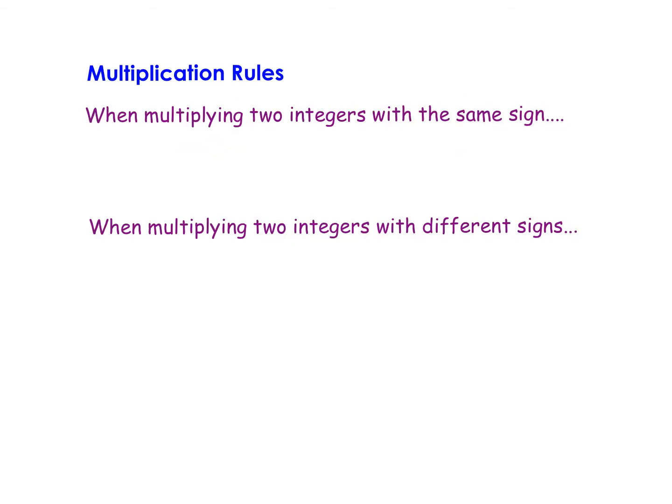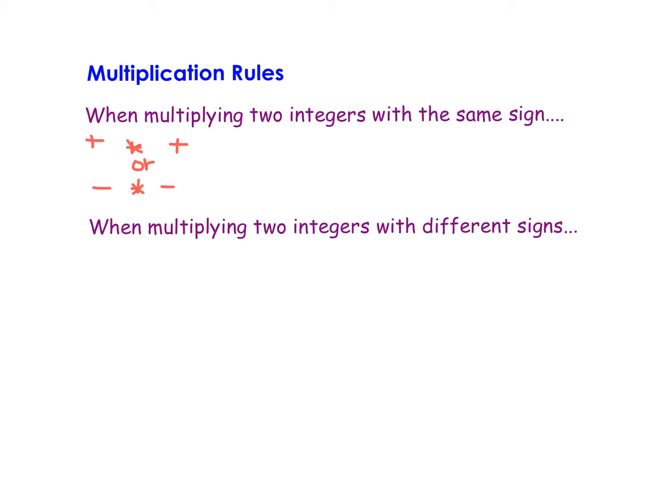So once we understand multiplication at a basic level, we now need to talk about the two rules that help us to determine if our multiplication problem is going to end up as positive or negative. There are two main rules with multiplication. The first says when multiplying two integers with the same sign, so something like a positive times a positive, or a negative times a negative, we have two numbers with the same sign.